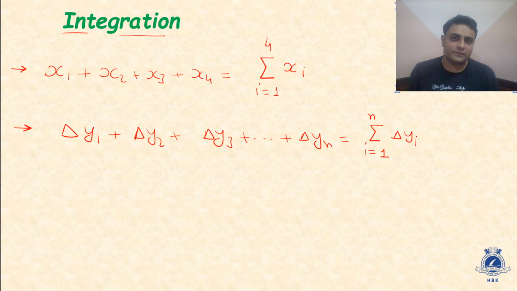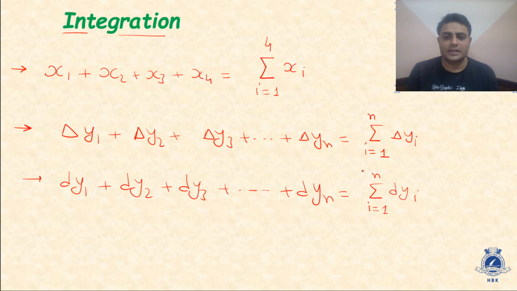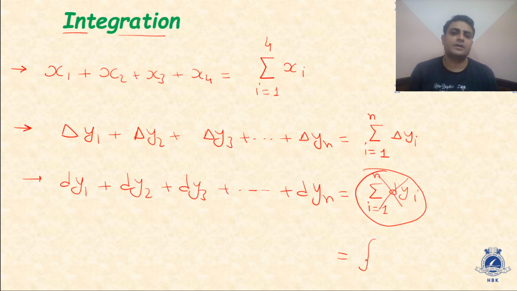But if the value is very small, like d, which indicates a very small change, then you can write dy1 plus dy2 plus dy3 till dyn. This would give sigma i equal to 1 to n, with dyi instead of delta, but it cannot be written like this. This will be the incorrect method. In that case you have to write integration. This is the symbol of integration. You just write dy, and the limits you can write from 1 to n.